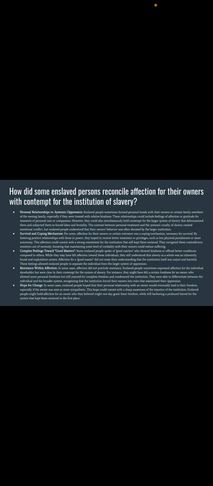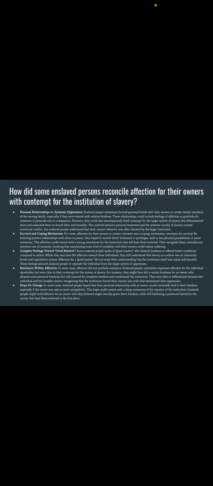Some people spoke well of their masters who showed kindness or offered better conditions compared to others. While they may have felt affection toward these individuals, they still understood that slavery as a whole was bad. And in some cases, affection did not preclude resistance. Enslaved people sometimes expressed affection for the individual slaveholder, but were clear in their contempt for the system of slavery.